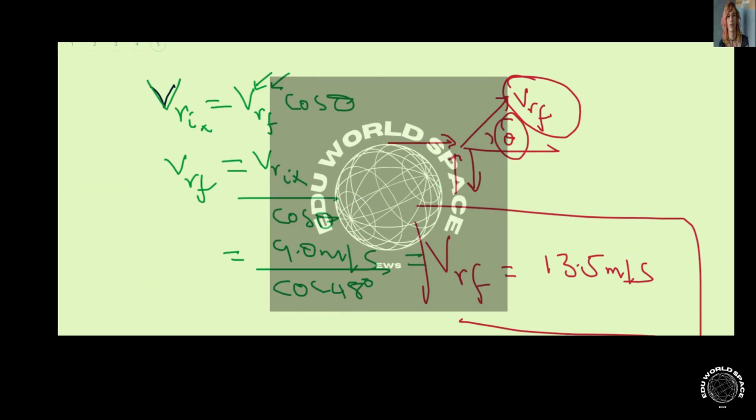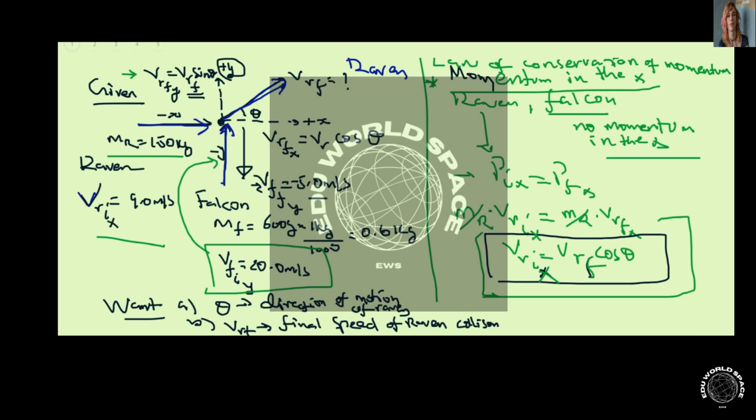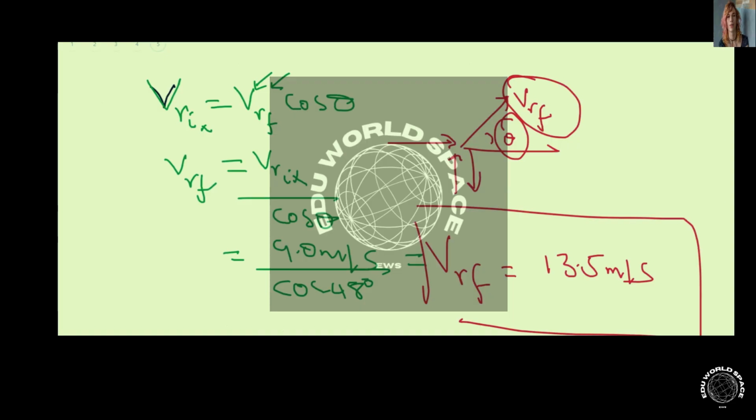After getting the value of theta, we went back to our initial expression derived from relationships between momentum in the x, the initial and the final. So we used that, and then we plugged in these numbers and were able to solve for the velocity.